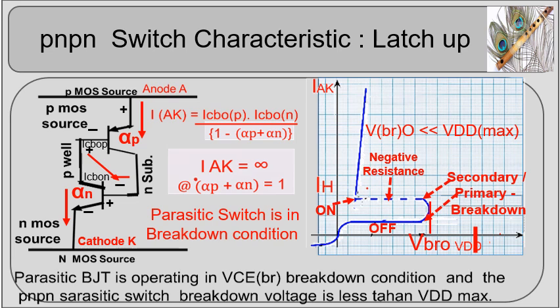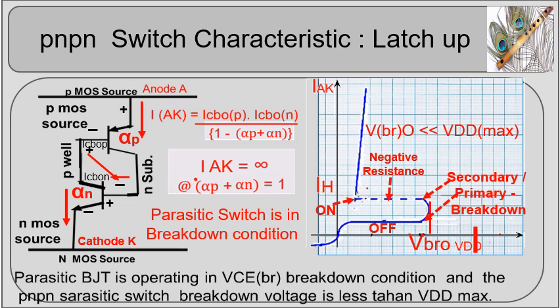At low supply voltage operation, latch leakage currents are low, and it operates in forward blocking state and acts as an open circuit. As supply voltage is increased, when the positive feedback loop current gain reaches unity, the latch enters into primary breakdown VBRO and starts conducting.